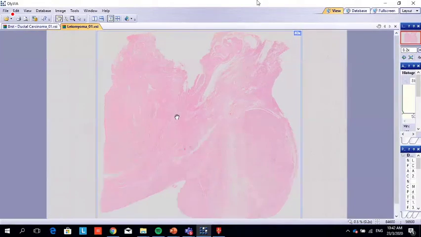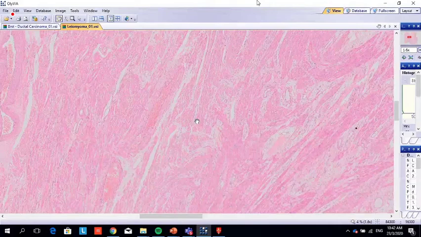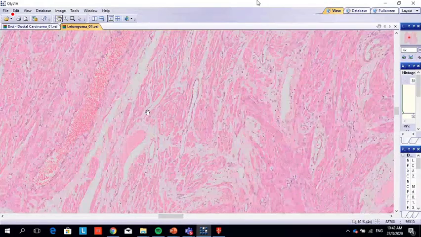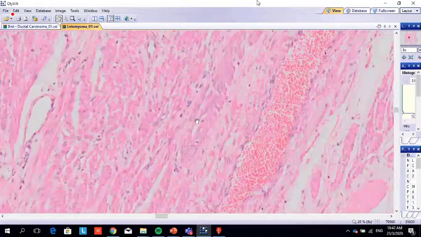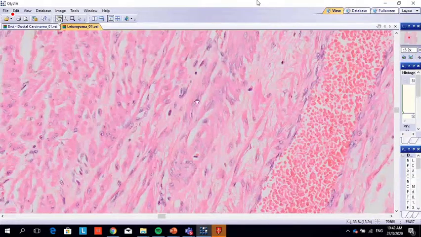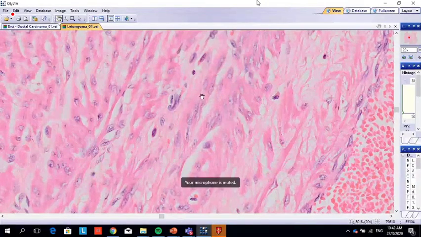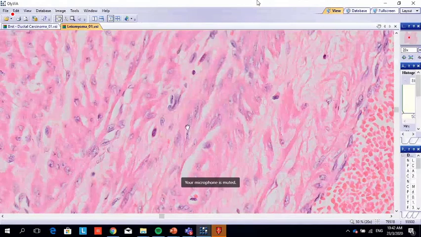First we can see the normal area. See, this is the normal area. We can increase the magnification. These are the smooth muscles. Can you see? The smooth muscle has elongated nuclei. Can you see bundles of smooth muscle fiber with elongated nuclei?